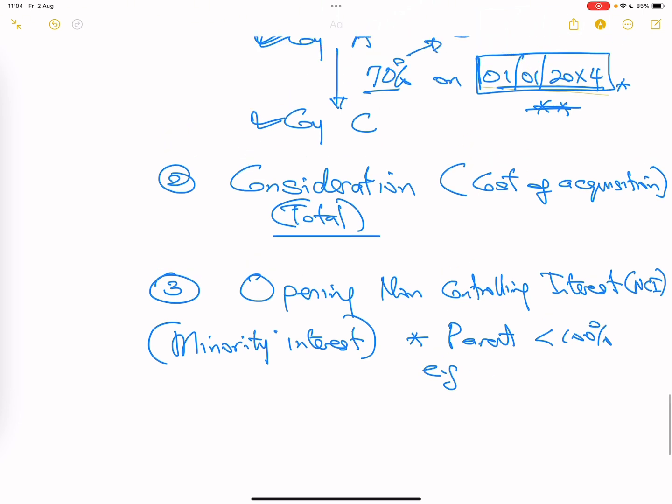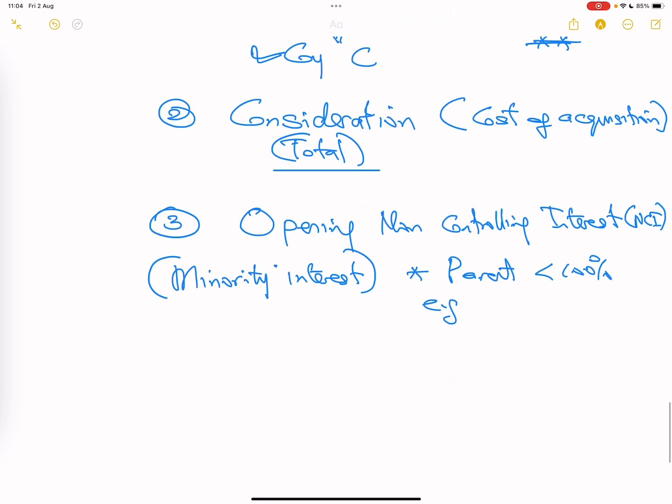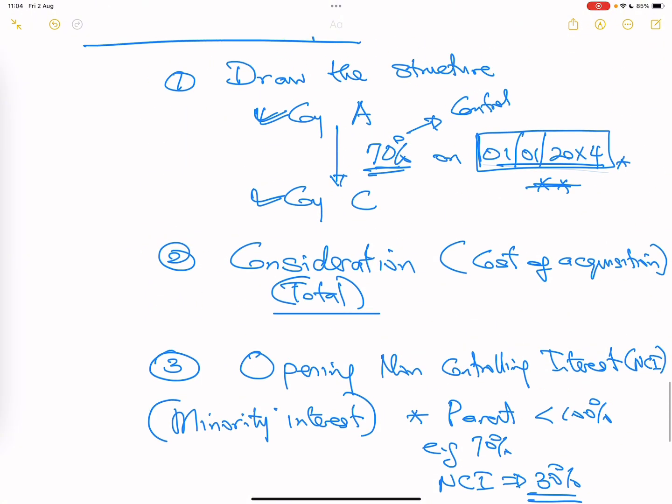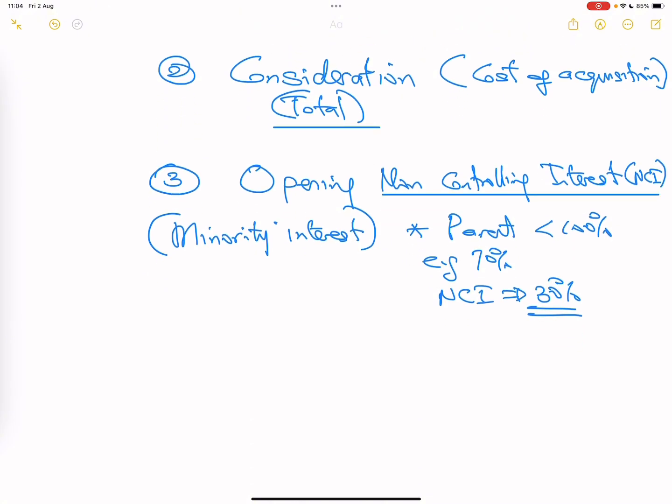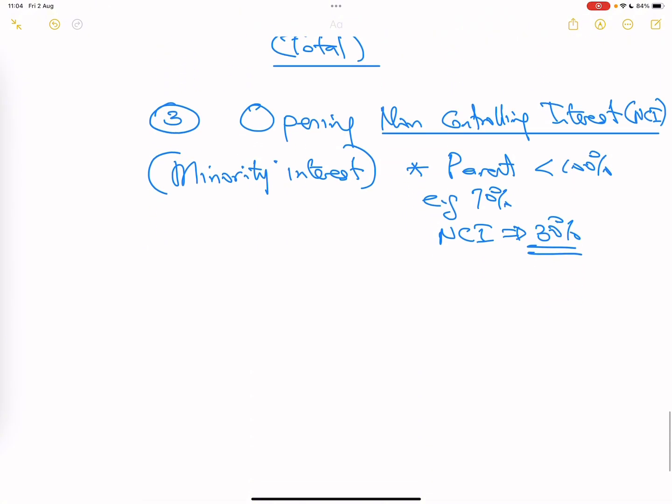So for example, from the example that we are using here, the parent acquires 70%. Then NCI will be the balance of 30%. So it's the balance of what the parent did not acquire. So on that date of acquisition that you have put in your structure above, you must know what your NCI is, because that will be your opening NCI. And it's very important, because when it gets to how you calculate the closing NCI, you need to know that opening NCI.